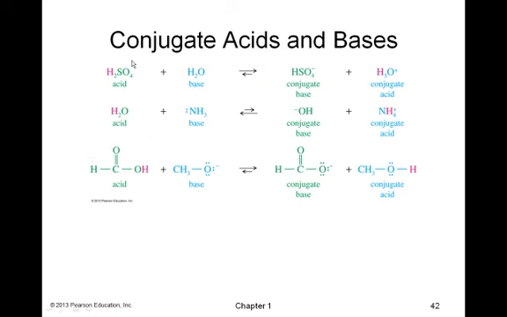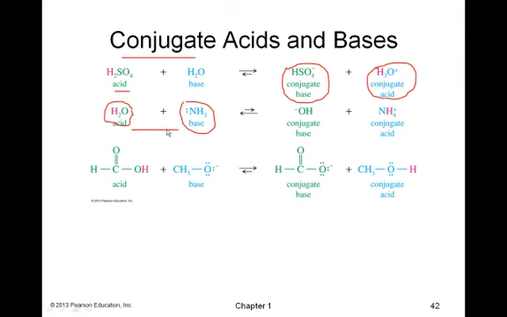Okay, remember the conjugate acid-base theory? So here sulfuric acid starts as the acid, so when it loses its proton to water, it forms the conjugate base. And water, which was the base, forms the conjugate acid. So you should be able to draw conjugate acids and conjugate bases between any two acid-base sets.